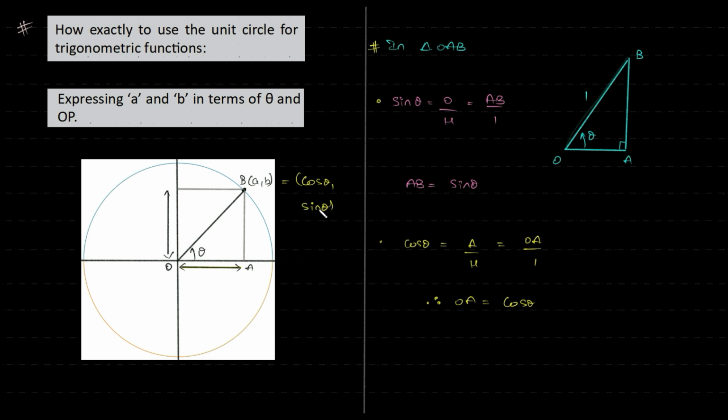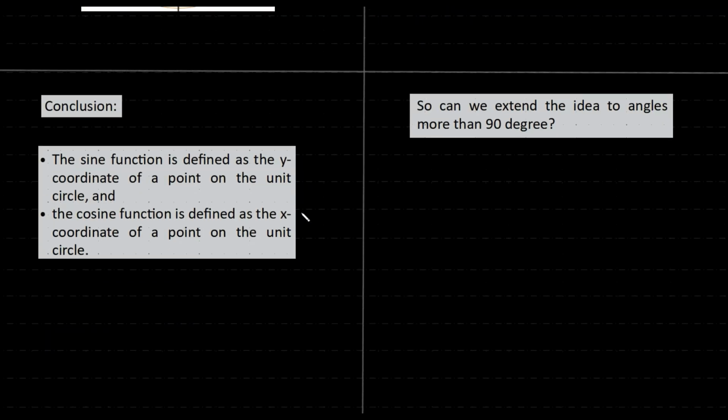Does it make sense? Because OA is nothing but the x-coordinate, here A, and the height is B. We saw that OA is nothing but cos theta, so this is cos theta, and the height B is nothing but sine theta. It makes sense. So basically you have your coordinates being related to sine theta and cos theta. That's the important conclusion that we can make.